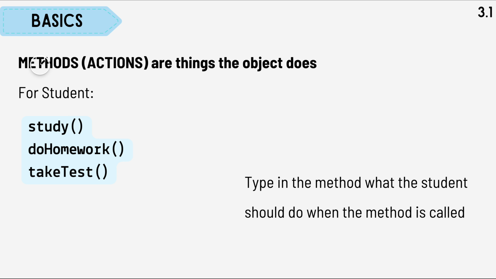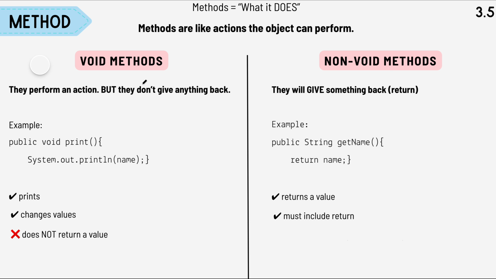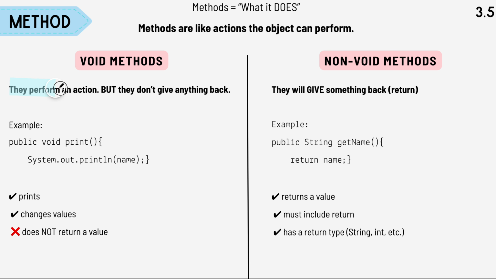Methods are actions that an object does. So the student, S1, can study, do homework, take a test, and things like that. There are 2 types of methods. First are void methods, which perform an action, mostly printing, but they don't give anything back. I mean, they can change things, but they don't have a return value. A non-void method will return something, so there is going to be a return line. If you have a reference type or primitive type there and there is no return value, that is going to be a syntax error because there is a grammar rule violation.